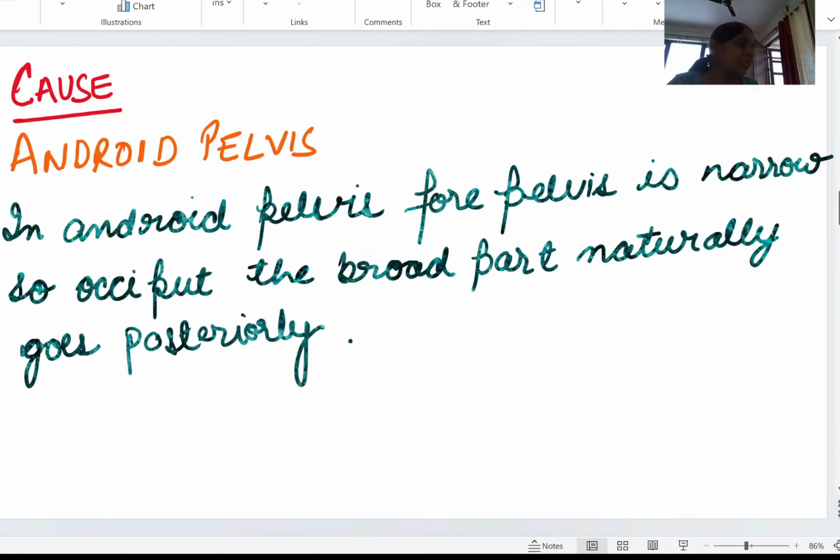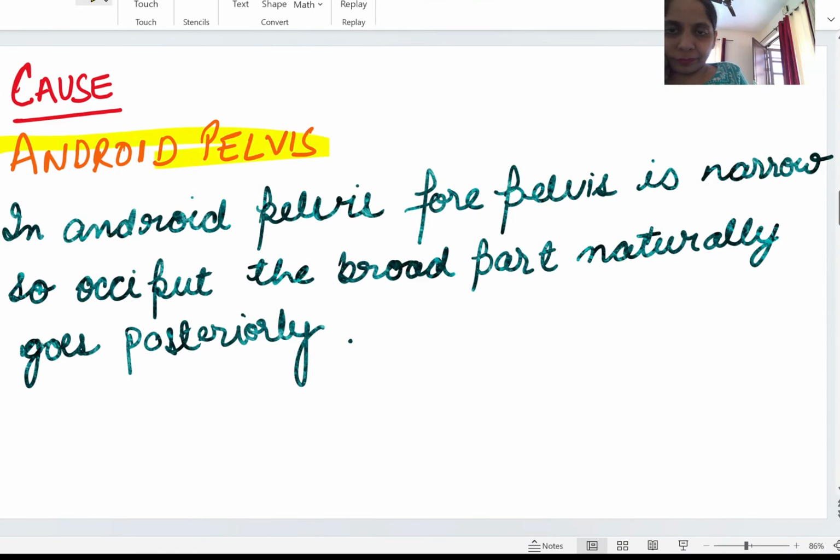Okay. What is the cause of occipito posterior? The android pelvis. Right? What is there in the android pelvis?